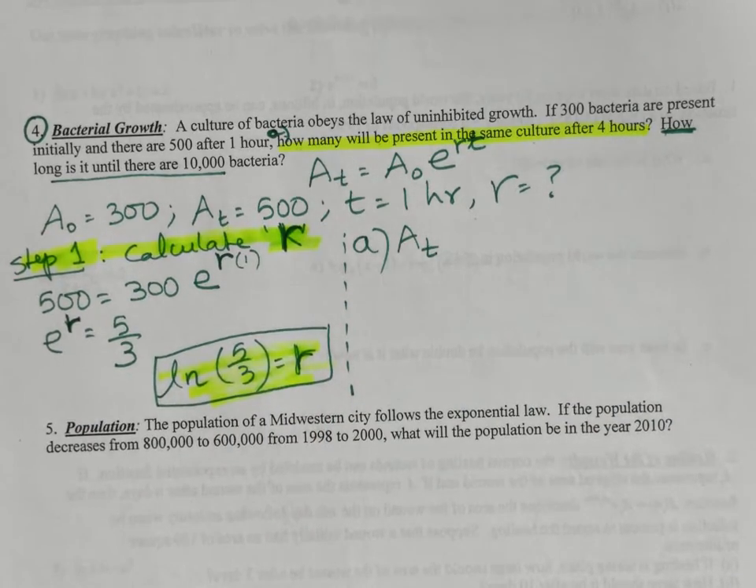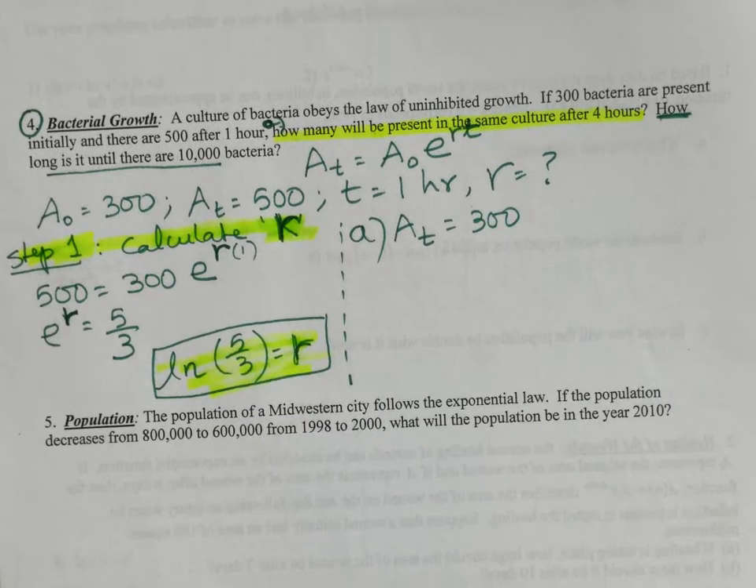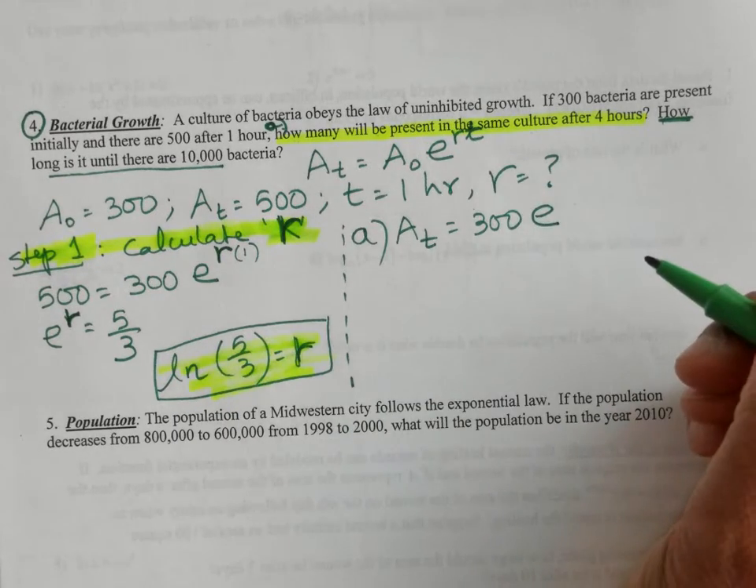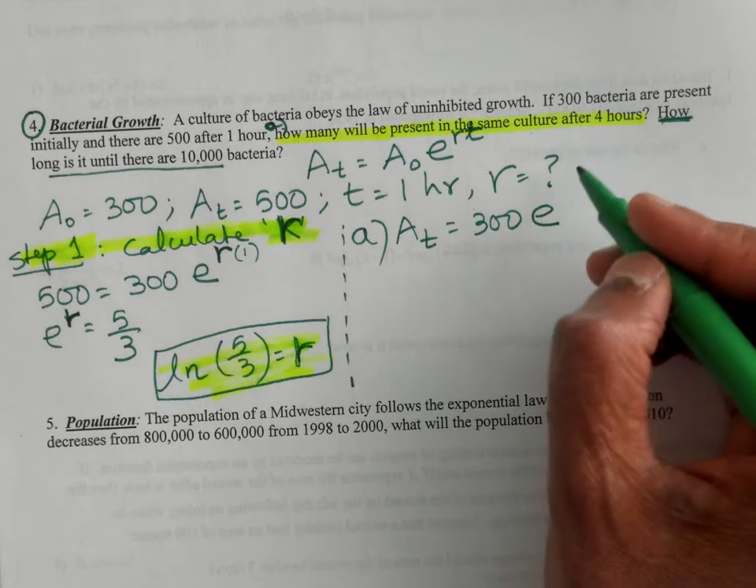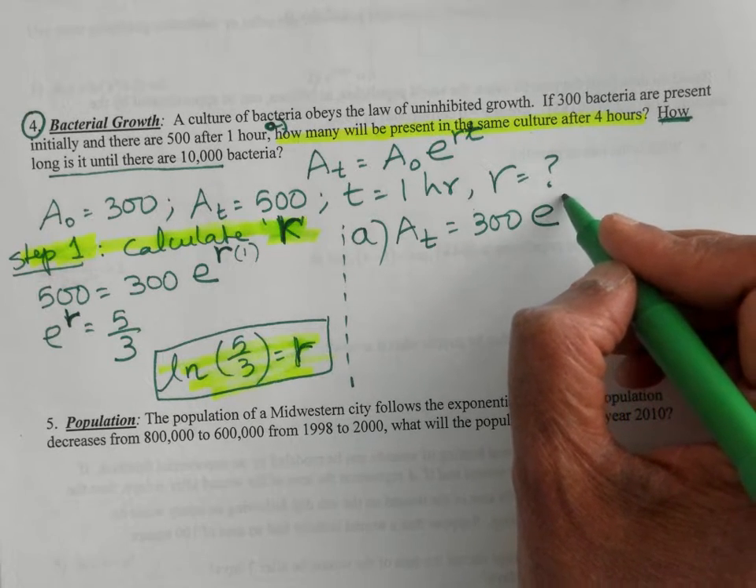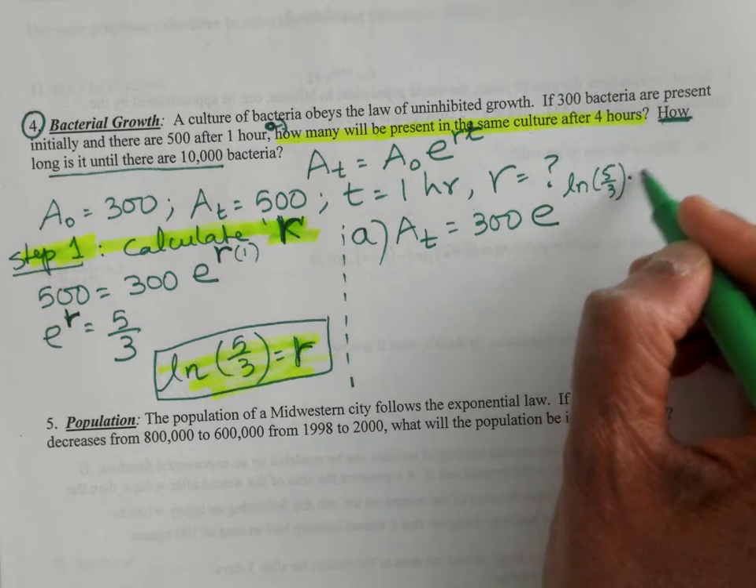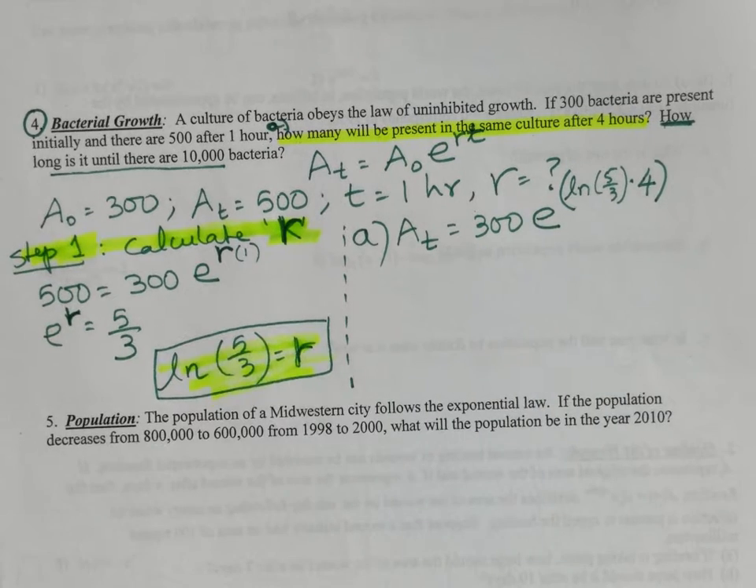So final amount. Initial amount stays the same, but you're still starting with the same situation. Everybody okay? e to the power of KT or RT, so to the power of ln of 5 over 3 multiplied by 4 because it is after 4 hours. Does this make sense?